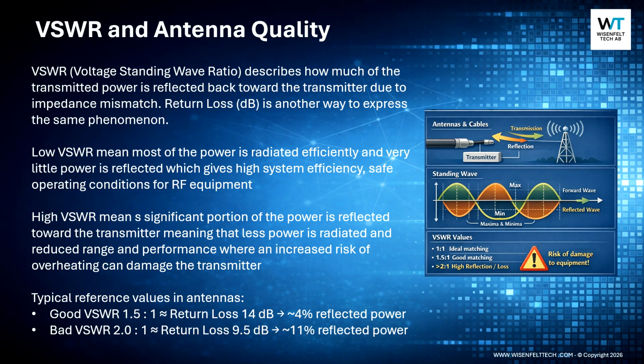VSWR, or voltage standing wave ratio, describes how well the antenna is matched to the transmitter. In simple terms, it tells us how much of the transmitted power is sent out into the air, and how much is reflected back toward the transmitter.